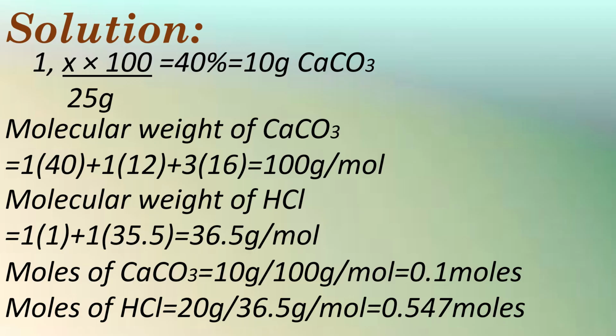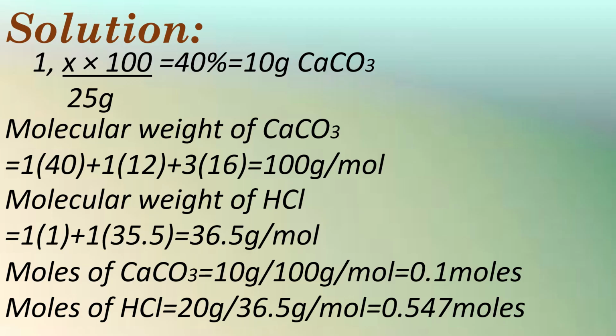Now we will calculate the molecular weight of HCl. 1 is the number of hydrogen atoms into 1 is the atomic weight of hydrogen, plus 1 is the number of chlorine atoms into 35.5 is the atomic weight of chlorine. After solving, the molecular weight of HCl is calculated to be 36.5 gram per mole. So we have calculated the molecular weights of calcium carbonate and hydrochloric acid.